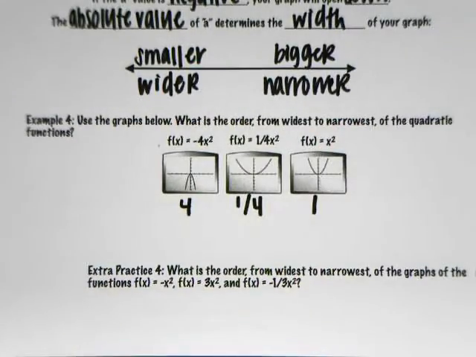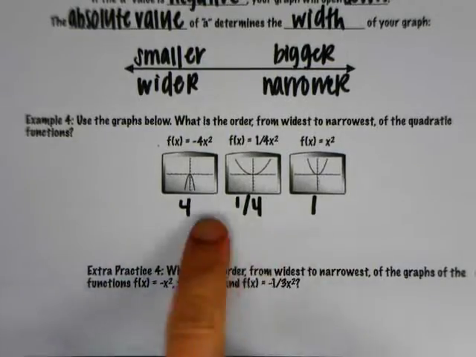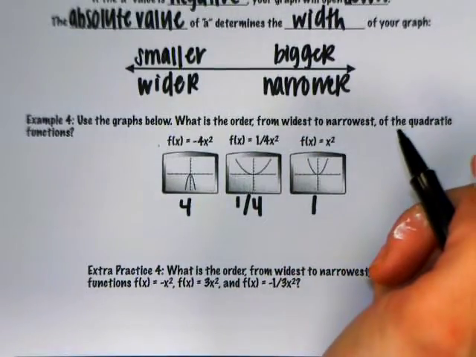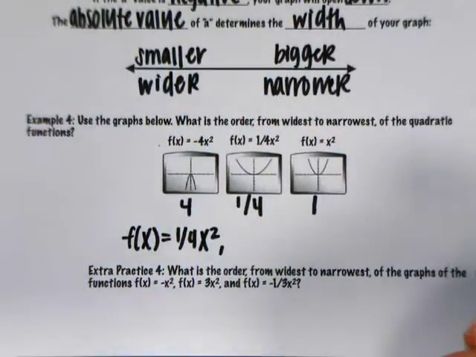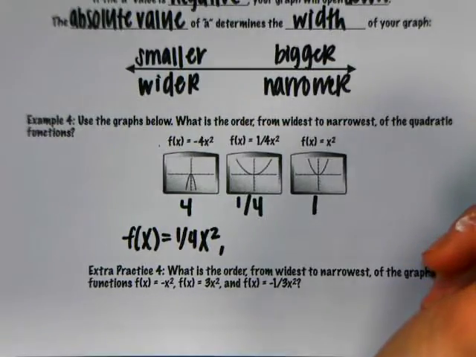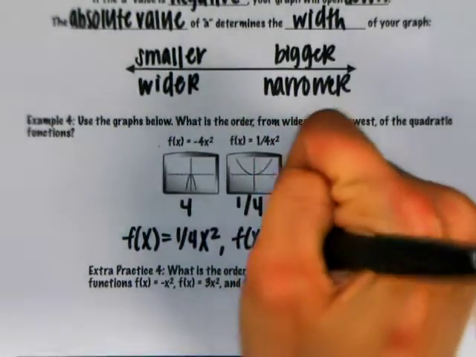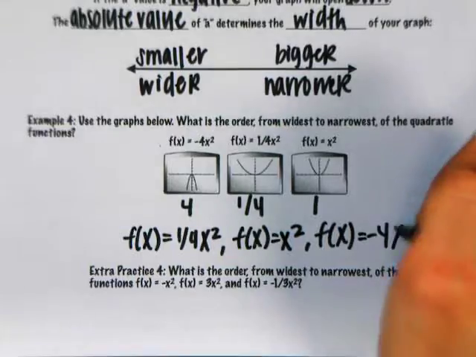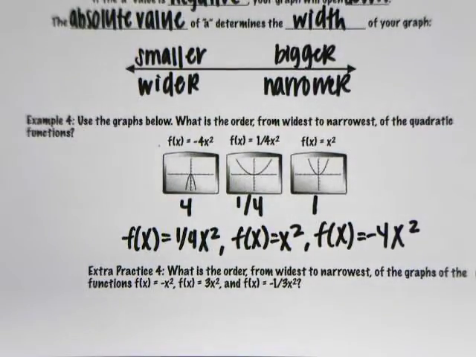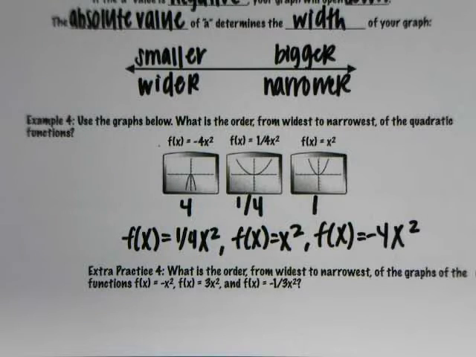So remember, wider means shorter, so a lower number. So the lowest number here is what? 1/4. Yep. So the widest graph is going to be f of x equals 1/4 x squared. What would the next widest graph be? 1. So f of x equals x squared. And then the 4, f of x equals -4x squared. It's going to be the narrowest. Okay, you guys do that one.